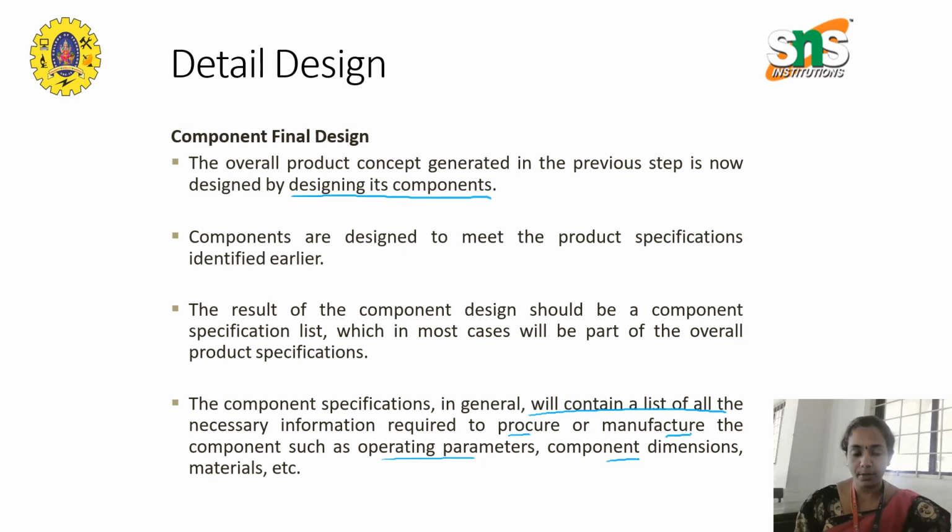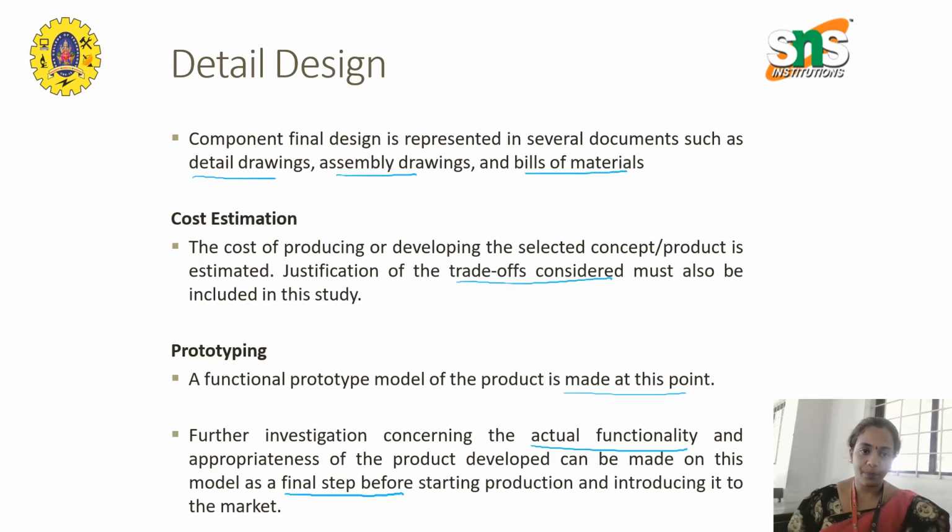The component specifications in general will contain a list of all the necessary information required to procure and manufacture the components, such as operating parameters, component dimensions, and materials. Component final design is represented in several documents such as a detailed drawing, assembly drawing, and the bill of materials.